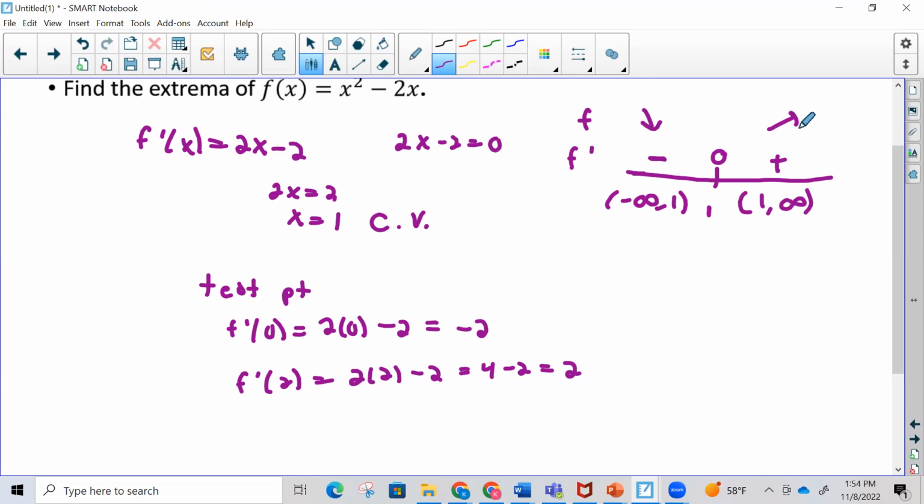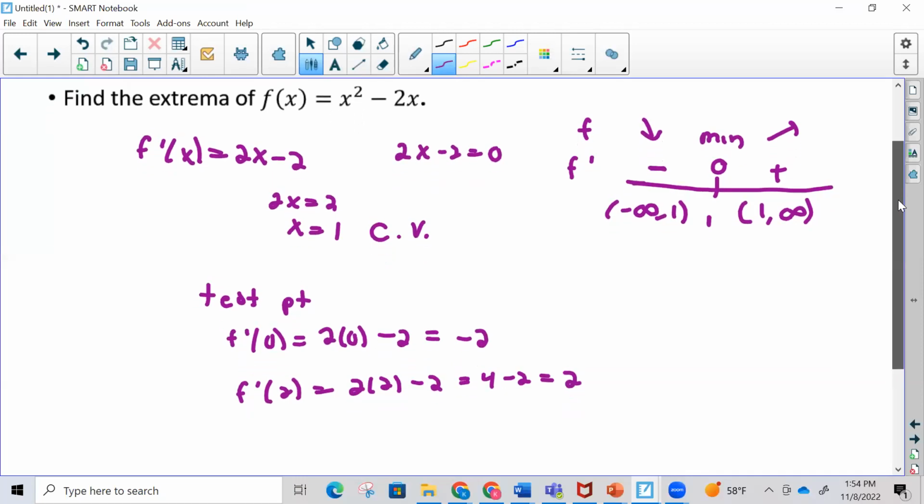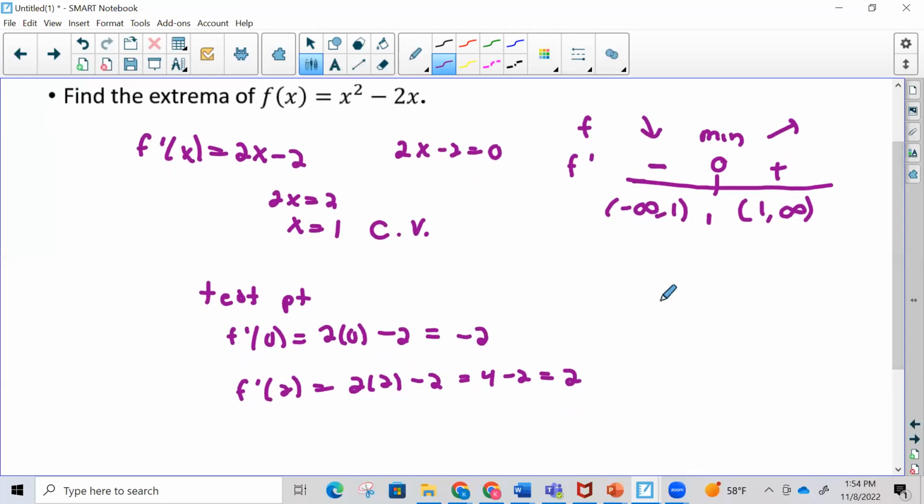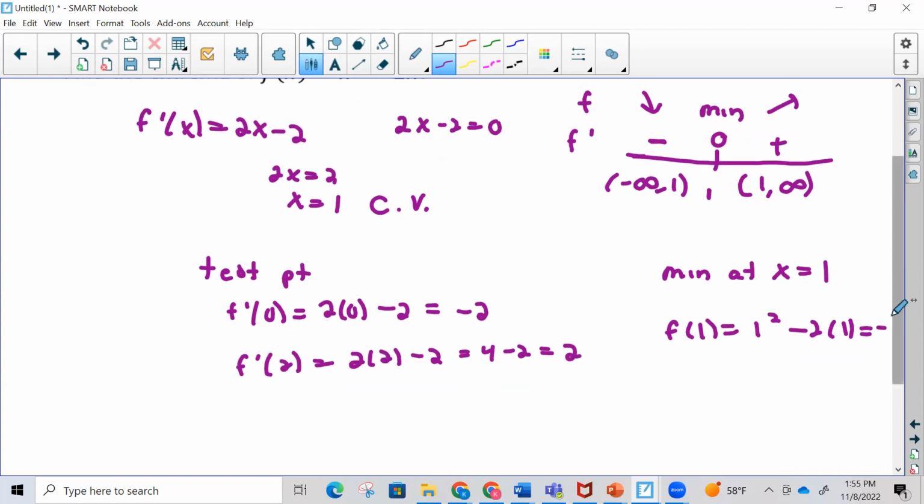If it's decreasing and then increasing, that means this is a min. If the derivative changes from negative to positive, this is a min. So to find the extrema, we would say, if they asked where, there would be a minimum at x equals 1. If they want the actual extreme value, then you need to find the y value. To get that, you plug 1 into the original function to get the y value, which we did when we did the critical point, which is -1.